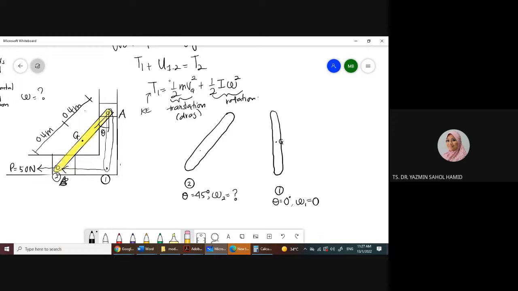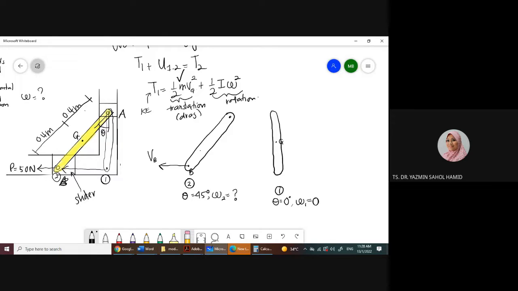So what it means is there is a velocity at point B. But at point A, there is no velocity. It is fixed, that's why it is called a slider. It moves. So it means there is a translation. It is being dragged from position one to position two. So good, we know there is a translation involved.